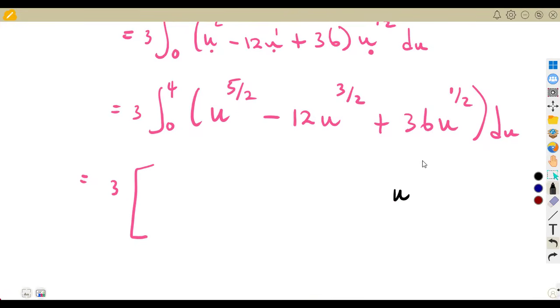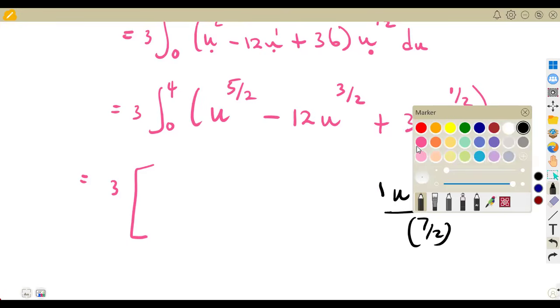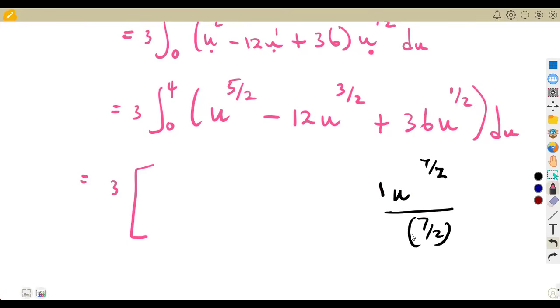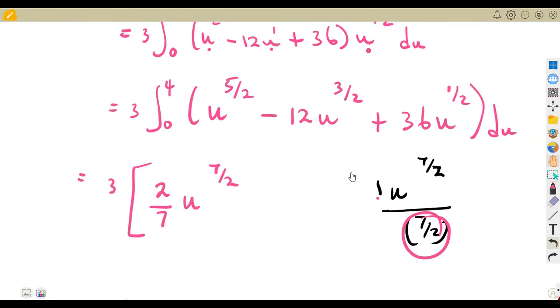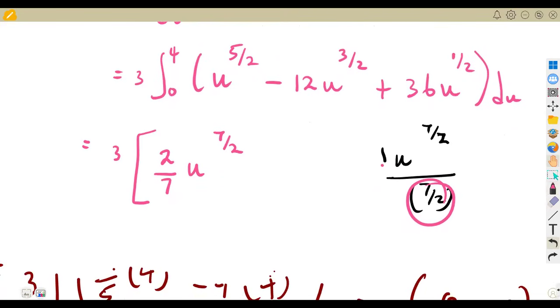You get u to the exponent of 7/2 like this. You divide by 7/2. So 1 divided by 7/2 gives you 2/7, u to the exponent of 7/2. So instead of substituting the expression for u that you had before, no, you are not going to sub, because already the limits here are changed to be for u. So you leave everything. You just have to substitute your limits for u as they are.